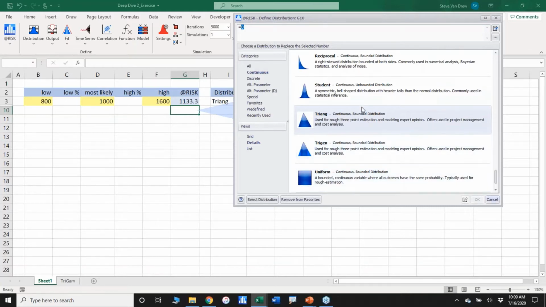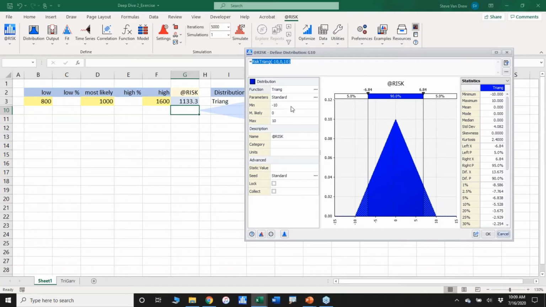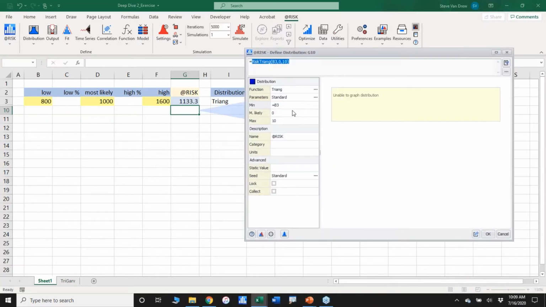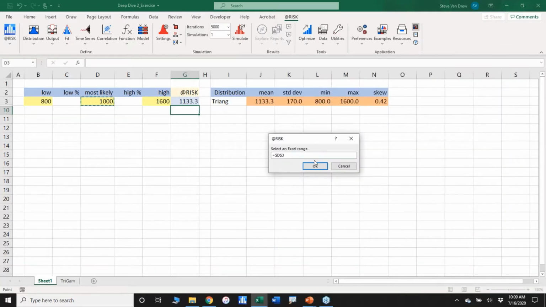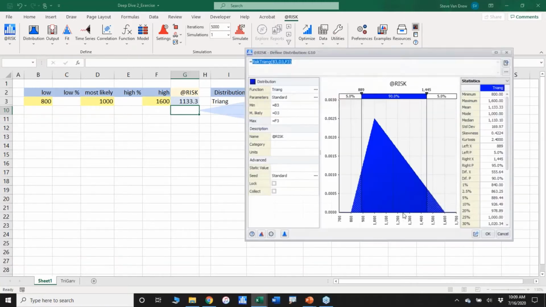So if I were to choose this one, which with it highlighted I can just say select distribution, it gives me this dialog box that I now, of course, need to tell it what to work with for a min, a max, and a most likely. So click on the min, tell it it's 800 there, give it the cell address, click on the most likely, cell address is here, click on the maximum, give it that cell address. And what you're looking at now is an updated graph of this exact triangular distribution. It has a minimum of 800, a most likely, which is the mode, of 1,000, and a maximum of 1,600.